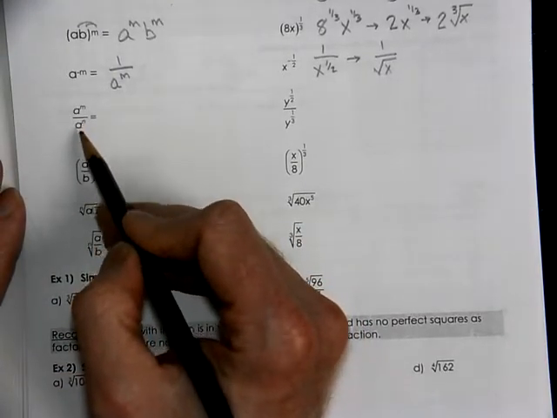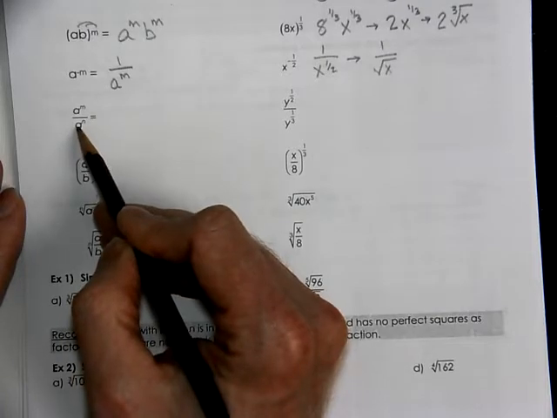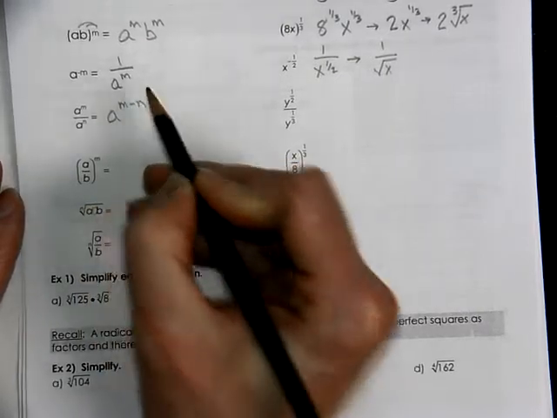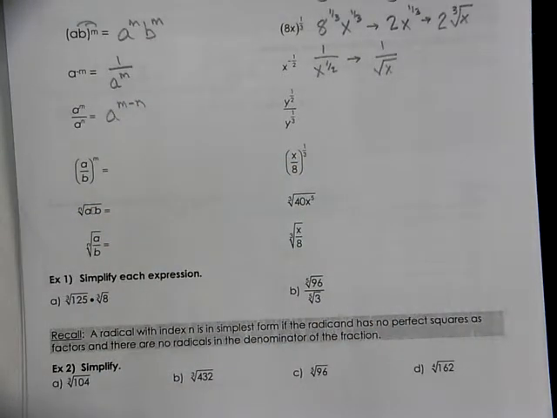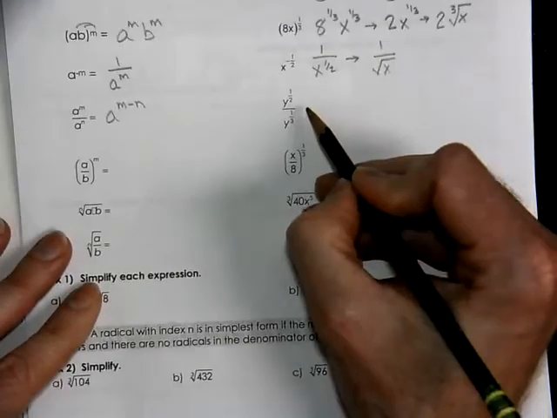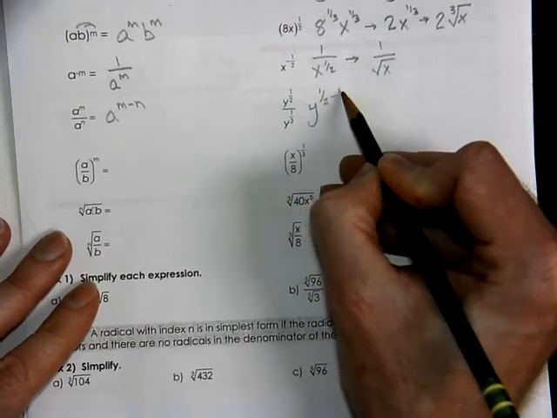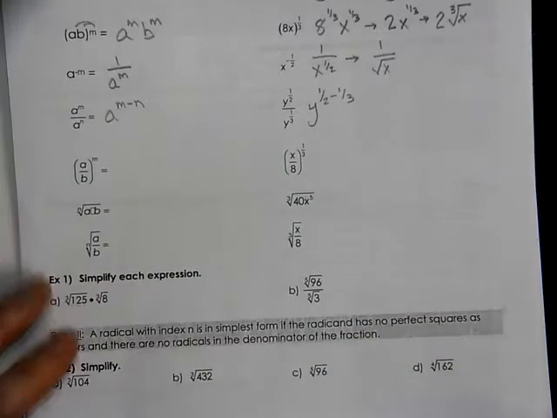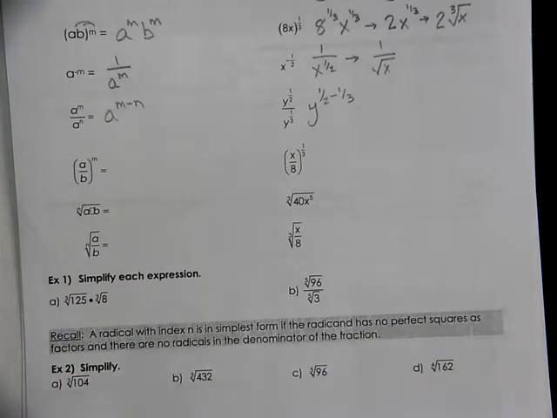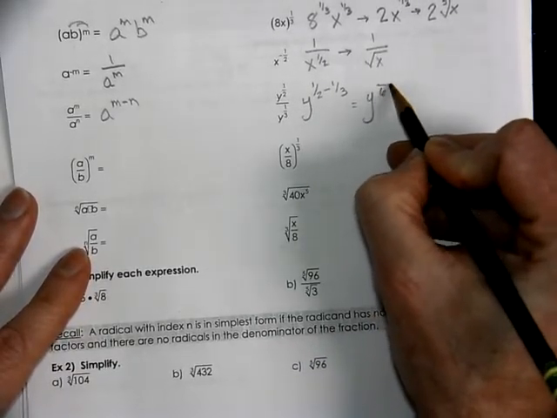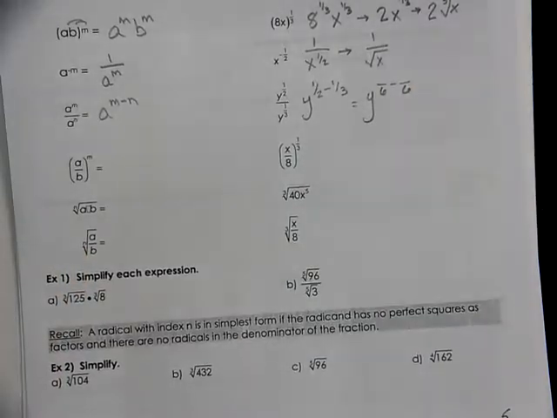If the bases are the same in a fraction problem, you're going to subtract exponents. So in this case over here, we are going to subtract the bottom exponent from the top exponent. And to do that, we need common denominators. We need 6 as our smallest number that both 2 and 3 go into.